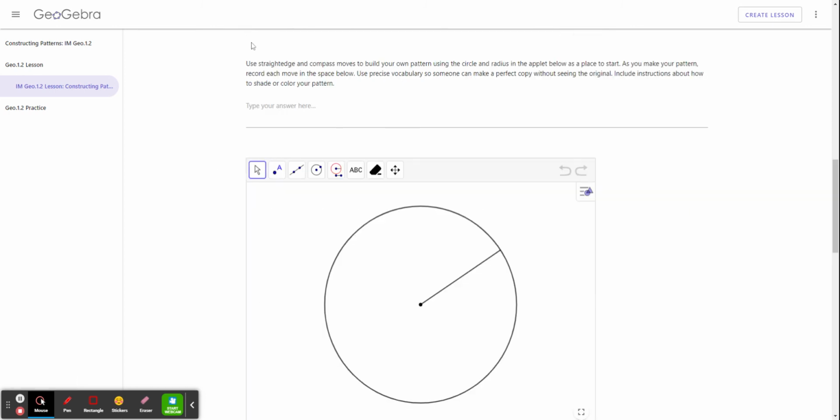Okay, and the next task, we're going to create your own diagram. You're going to record your instructions right here. I'm not going to do this one for you because I want you to create your own here. It says, as you make your pattern, record each move in the space below. Remember to try to use precise vocabulary so someone could make a perfect copy without seeing the original. Include instructions about how to shade or color your pattern if you decide to include coloring. All right, so take a few minutes. Please create your own pattern. You're going to type your instructions out here as precisely as you can.